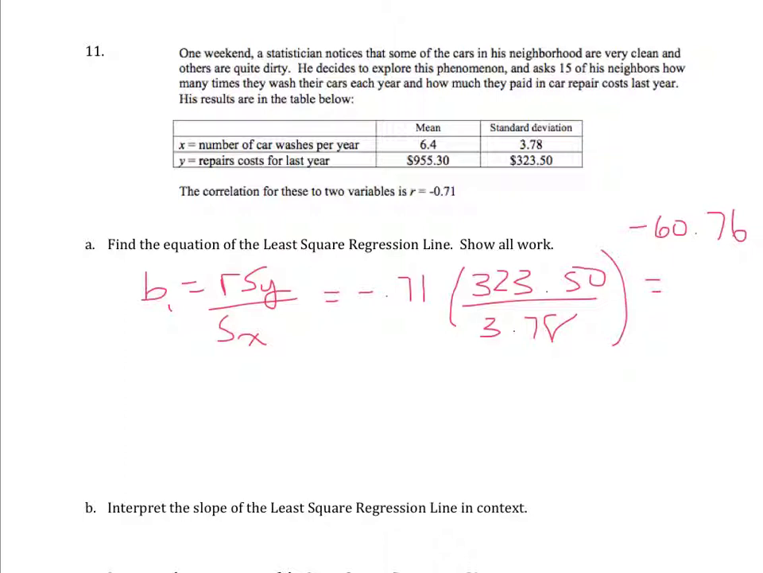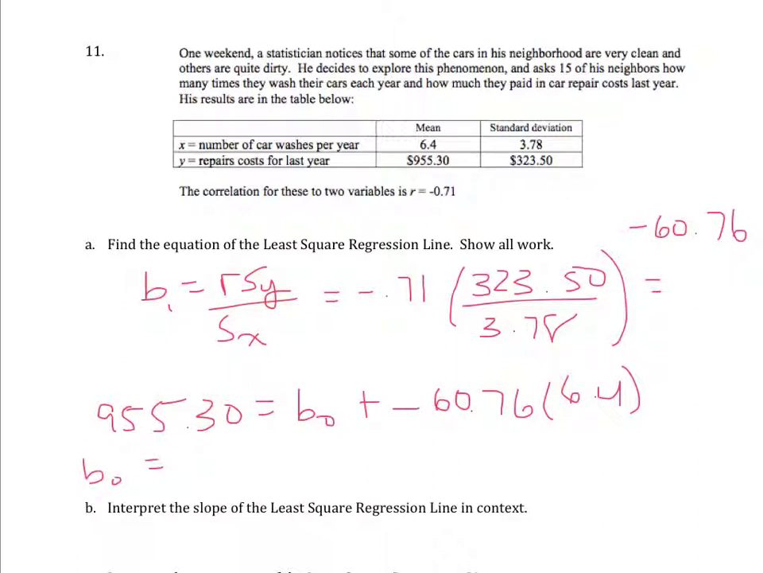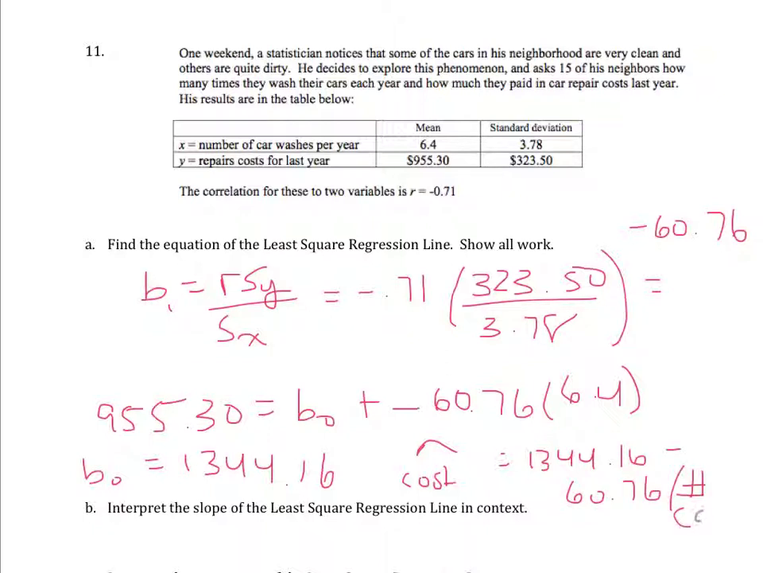The next thing you had to know is that the least squares regression line always goes through y bar and x bar. So we could set up the equation that y bar equals the y-intercept plus the slope times x bar. When you solve this, the y-intercept should have become 1344.16. So your final equation was predicted cost equaled 1344.16 minus 60.76 times the number of cars that were washed.